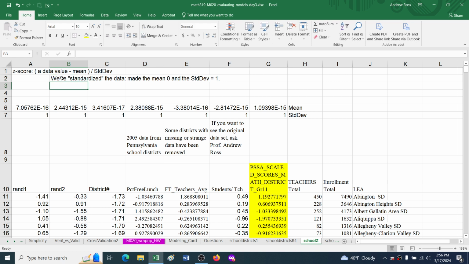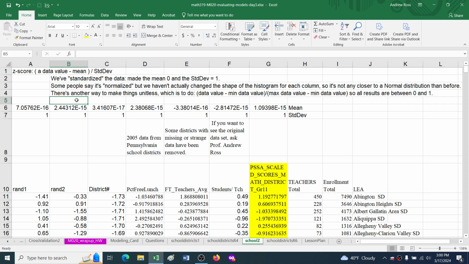Some people call it normalizing, but we haven't really changed the shape of the histogram. We haven't made it more normal, more bell curve or anything. So I would hesitate to call it normalized, but some people do call it that. There is another way to make things unitless, which is to subtract the minimum possible value from each data point and then divide that by the range of the data for that column. That gives you results that are between 0 and 1. And sometimes you want to do that, but most statisticians would prefer to do z-scores.